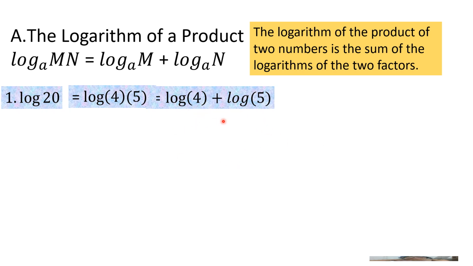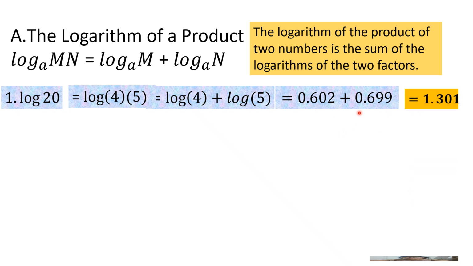And if you want to check if it is really correct, for the log of 4, if you use your calculator, the value is 0.602, plus the log of 5, which is 0.699, will give us 1.301. So in other words, the log of 20 is equivalent to 1.301 applying the law. But it is wrong if you say the log of 20 will be log of 4 times log of 5. That will be a wrong concept.